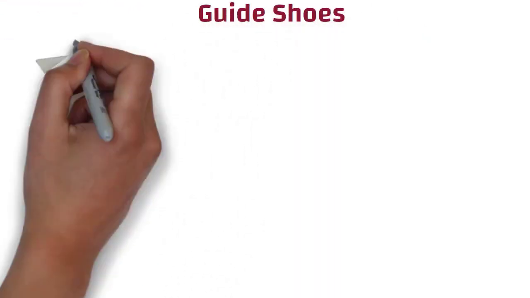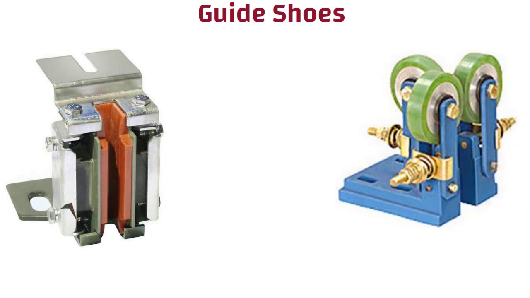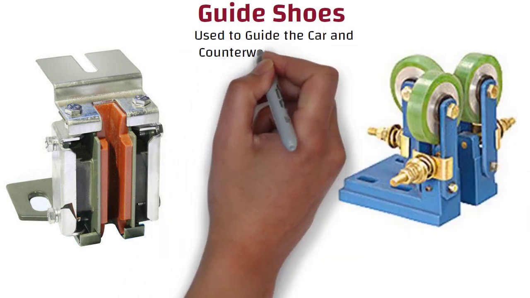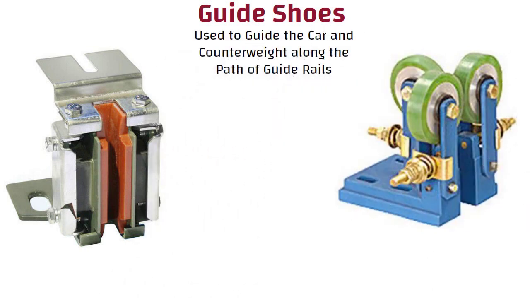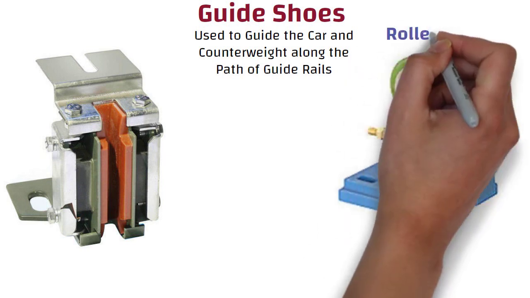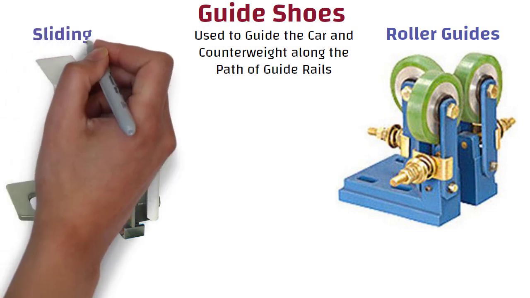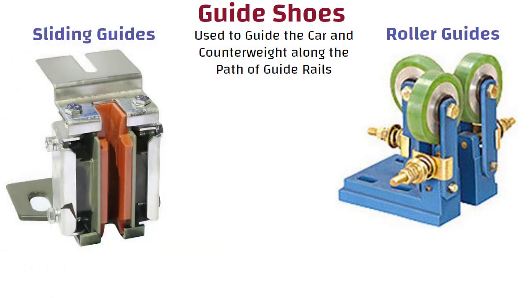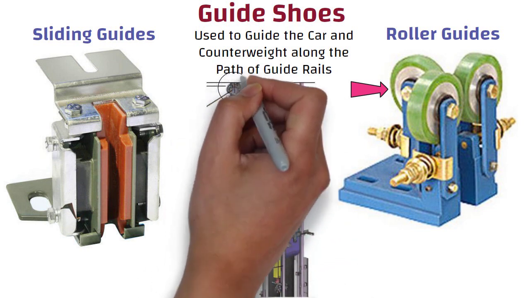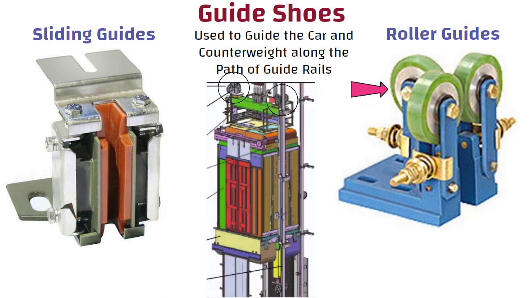Guide shoes. Guide shoes are the devices which are used to guide the car and counterweight along the path of the guide rails. There are two types of guide shoes. One, roller guides, and two, sliding guides. Roller guides use rollers that rotate on guide rails. It has a set of 3 wheels that roll against the guide rails. You can see roller guide shoes on rails in this picture.